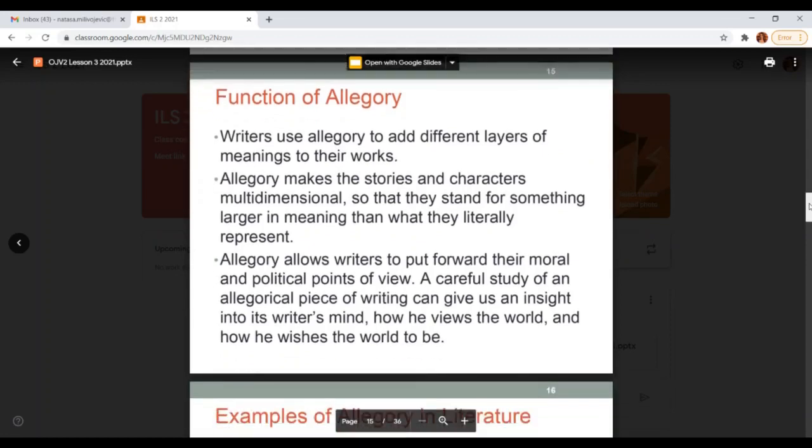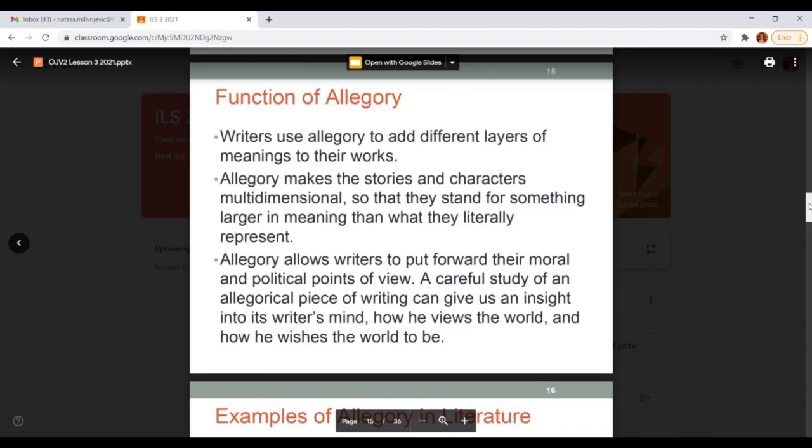The functions of allegory in literary works are multiple. Writers may use them to add different layers of meaning to their works. It also makes the stories and characters multi-dimensional. This is especially important so that they can stand for something larger in meaning than what they literally represent, like we had with the House of Asterion.